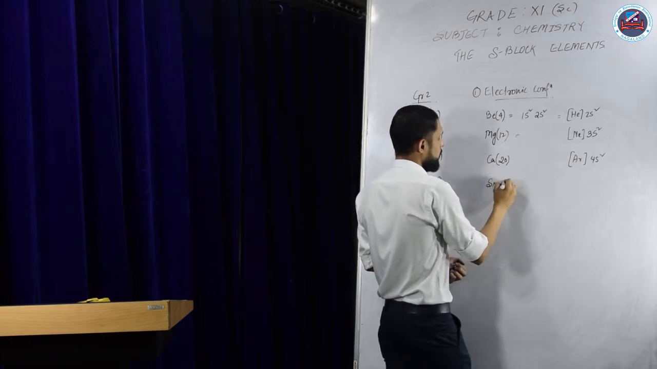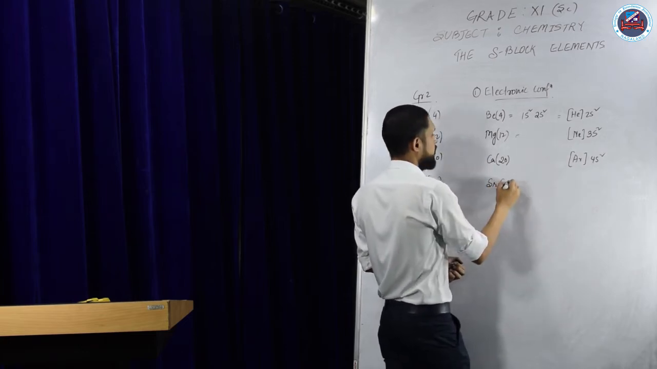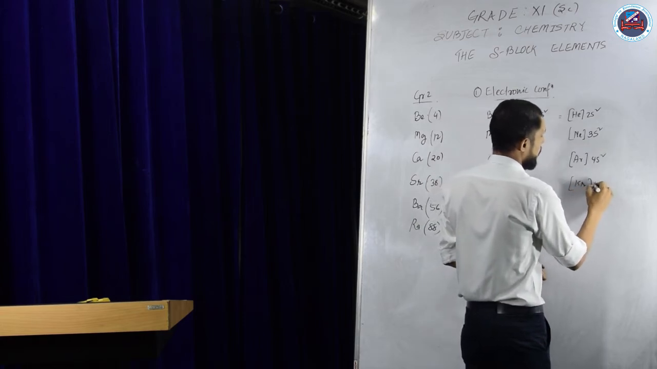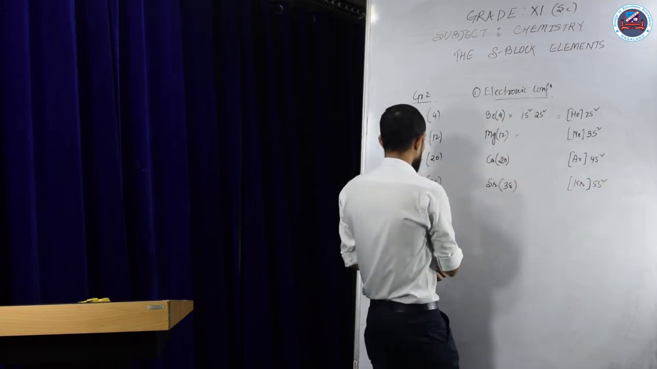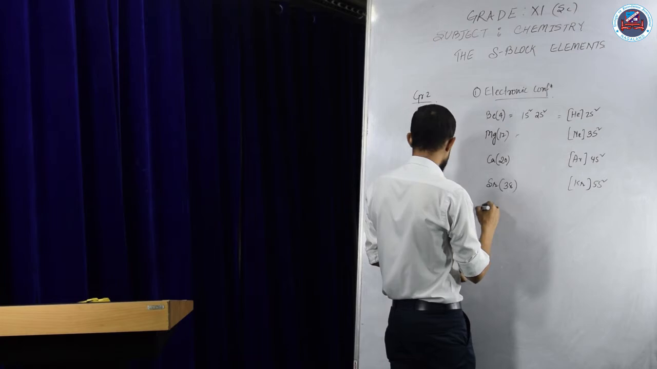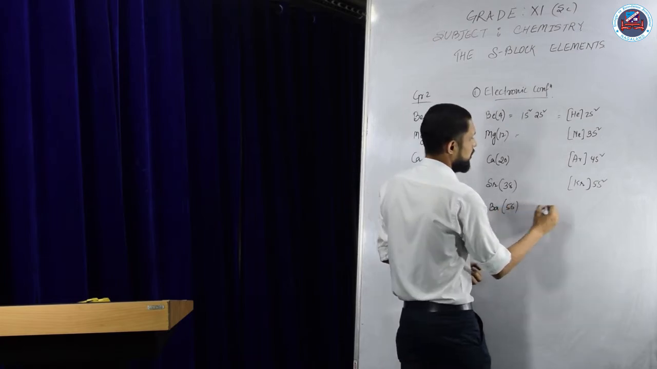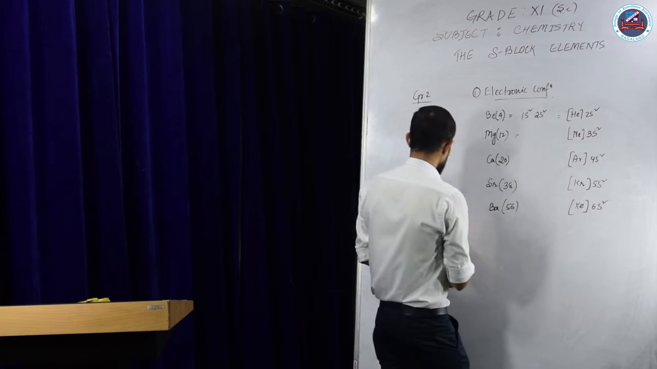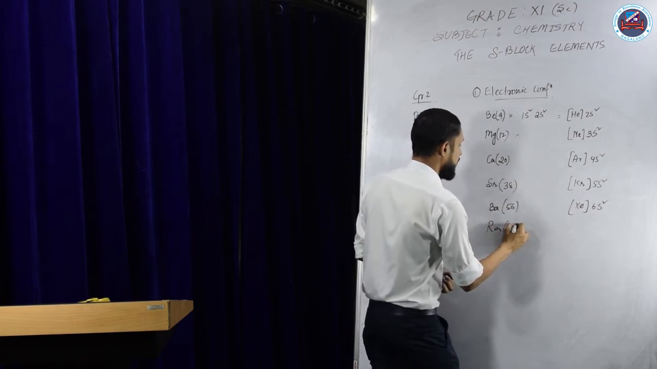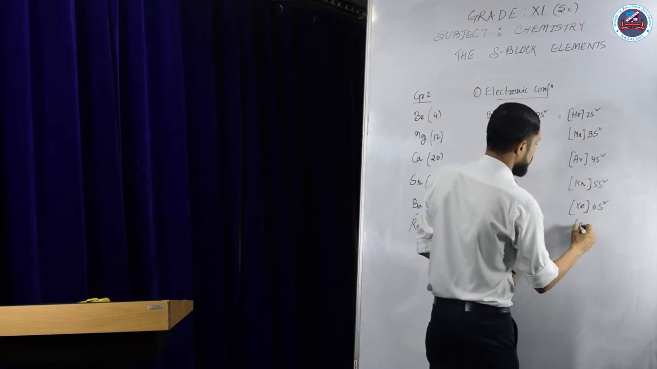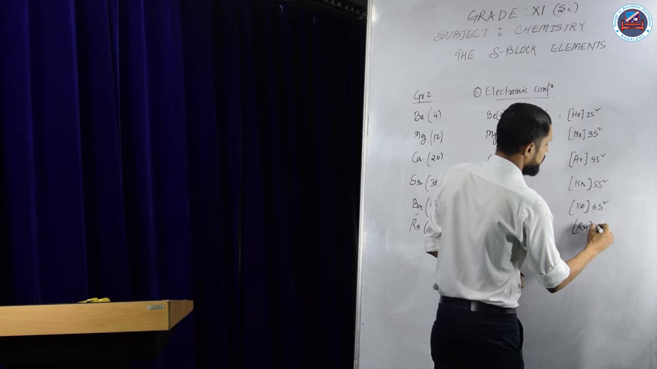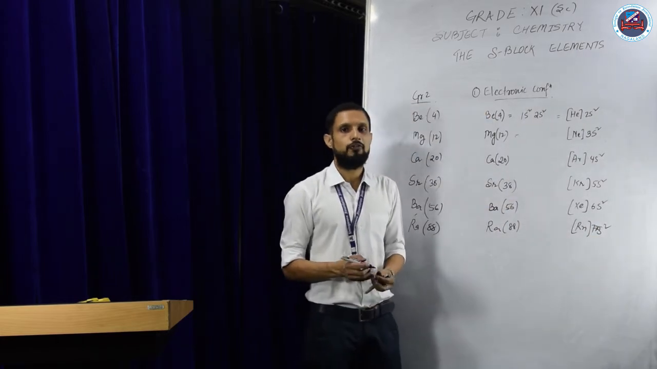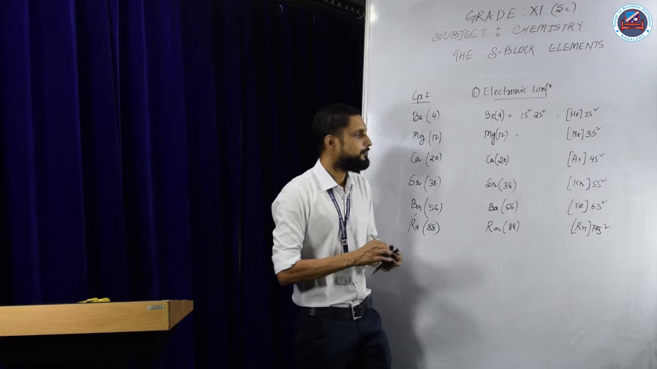Strontium, atomic number 38, nearest inert gas will be krypton, 5s2. Barium, nearest inert gas is xenon, 6s2. Radium, the nearest inert gas is radon, 7s2. So this is how we write the electronic configuration using inert gas.